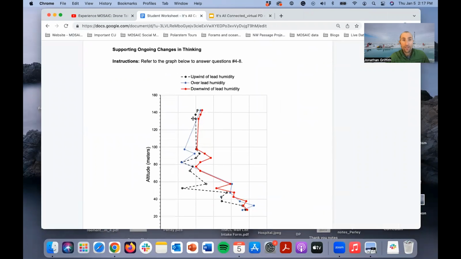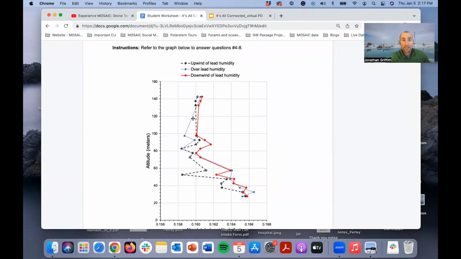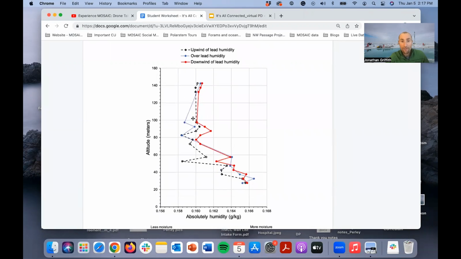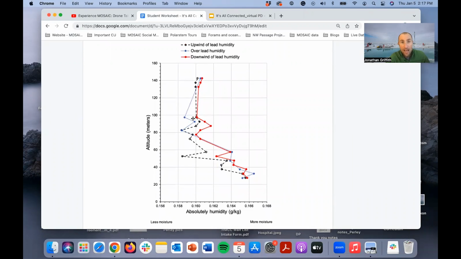Here we have, again, the supporting ongoing changes in thinking practice. Here's that graph that we were just looking at on the slides. And we can see, again, blue is over the lead, red is downwind of the lead. So we're looking at humidity. It seems at these lower altitudes, over, again, blue and downwind in red, slightly more humid in those locations than upwind of the lead, as we might expect.